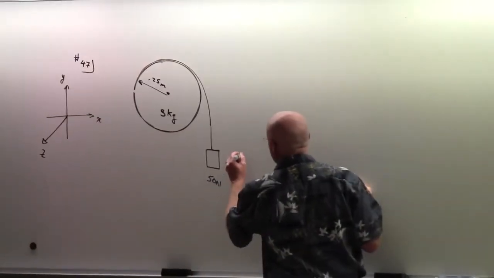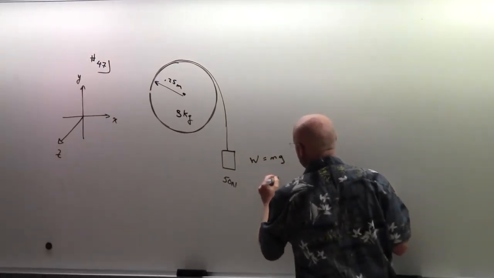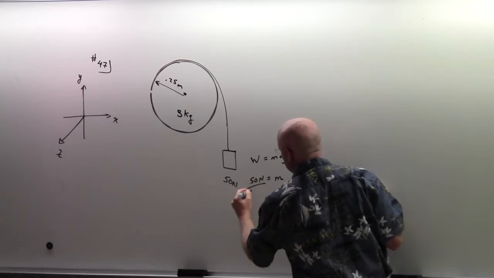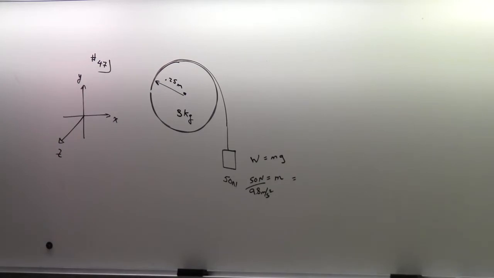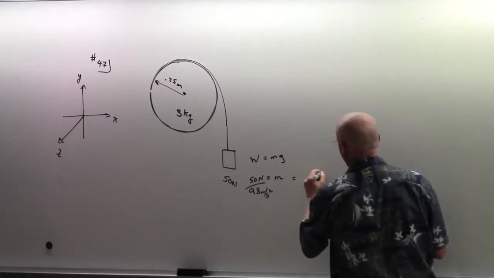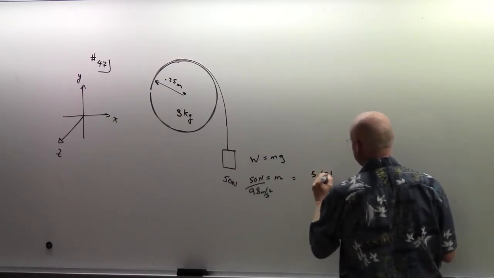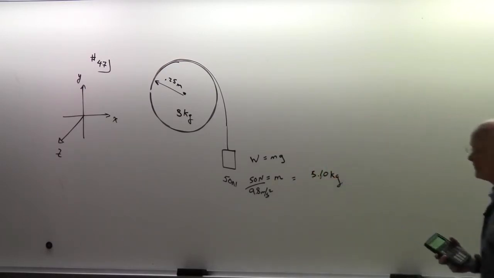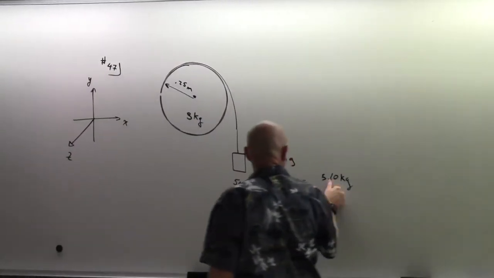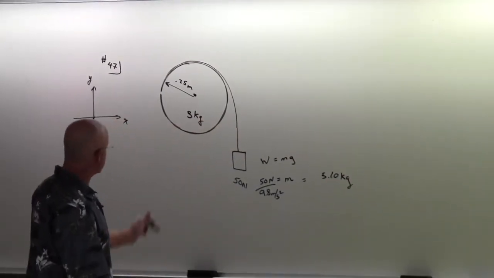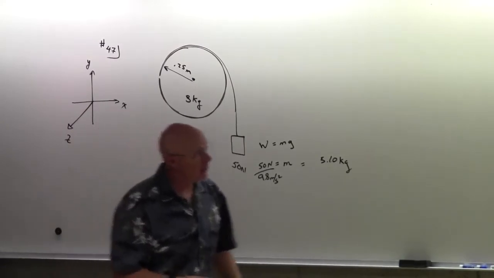I know that weight equals mg, so the mass is its weight, 50 newtons, divided by 9.8 meters per second squared. It should be just a hair over 5, 5.10 kilograms, would be how much that mass is. Actually, that's more mass than the reel itself, so maybe I should have made that weight look bigger there.